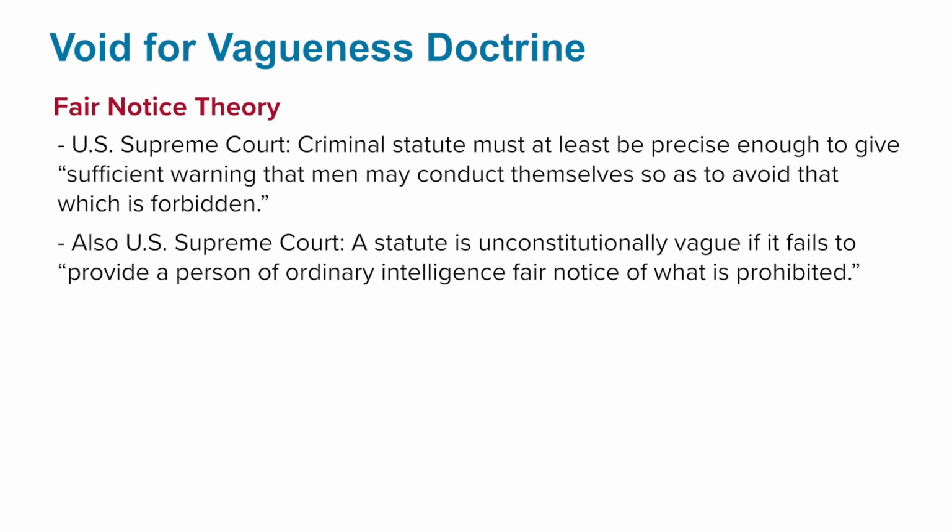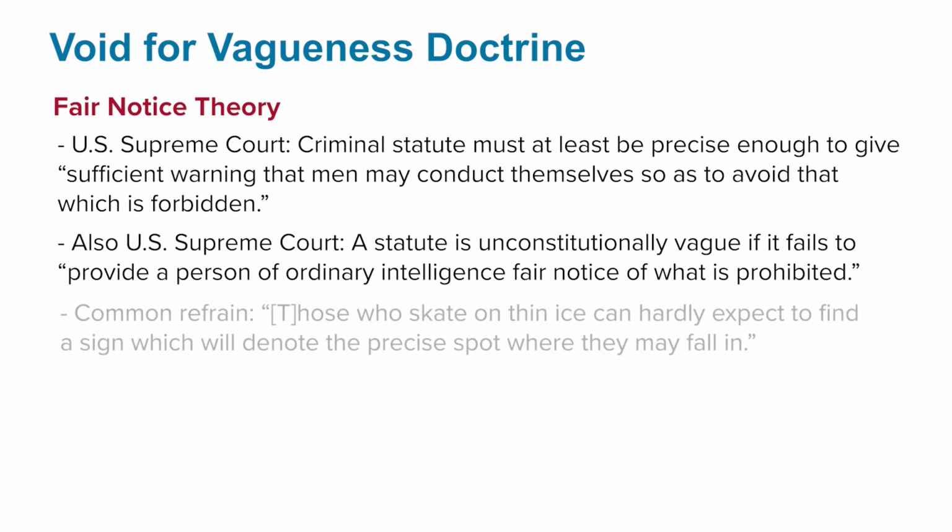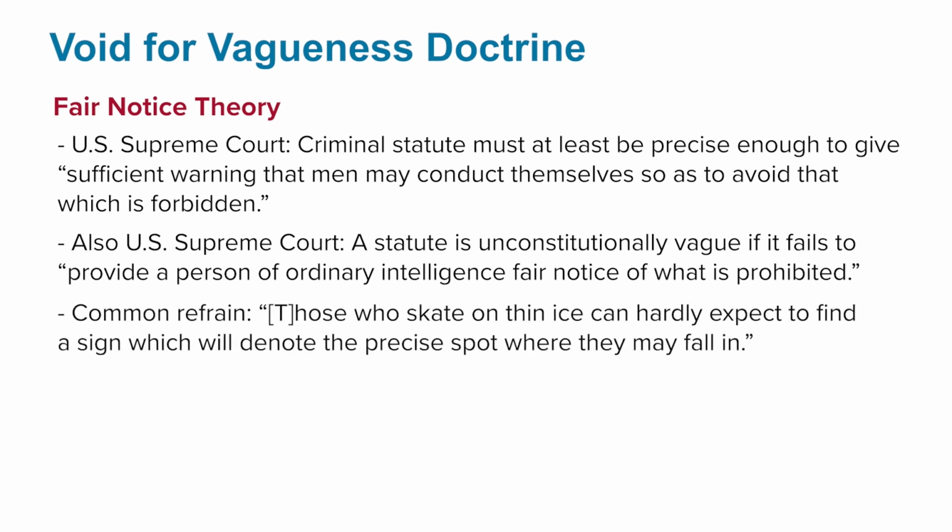Courts have made clear that the requirement of due process doesn't require perfect clarity, or even that statutes draw precise lines between criminal and non-criminal conduct. As many courts have stated, quote, those who skate on thin ice can hardly expect to find a sign which will denote the precise spot where they may fall in. That's why there's no constitutional vagueness problem when a statute uses a broad and imprecise moral standard like maliciously or corruptly.